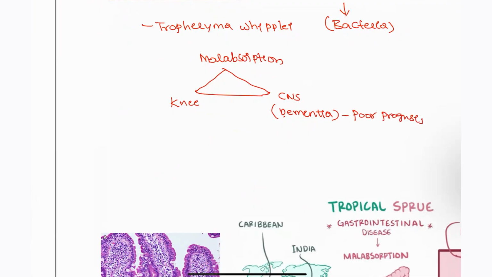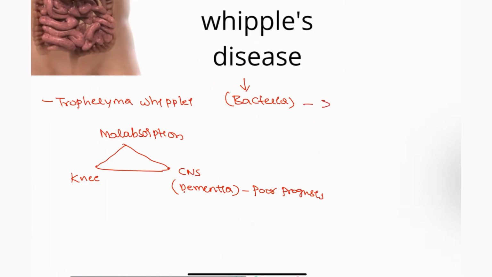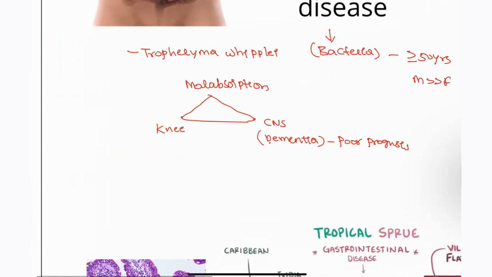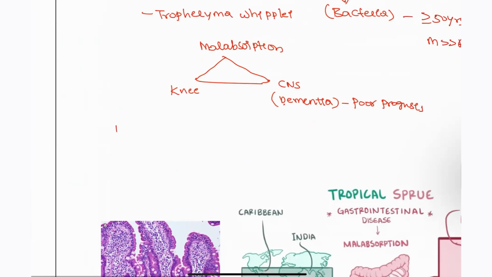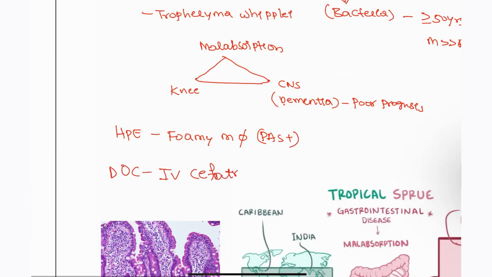Most commonly seen in which patients? Usually patients more than 50 years old, and males are most commonly affected. On histopathology, you are going to see foamy macrophages, PAS positive. Drug of choice? IV ceftriaxone should be given for at least 14 days.